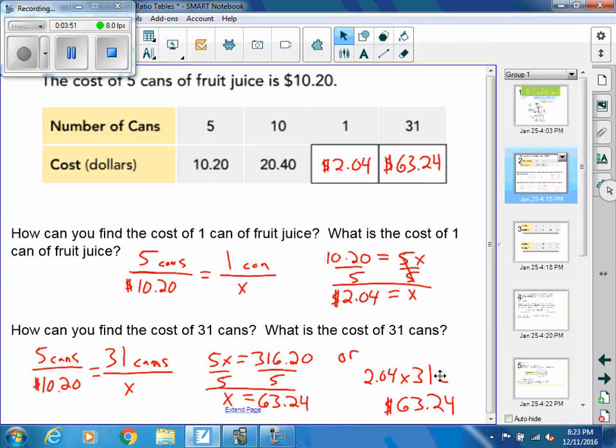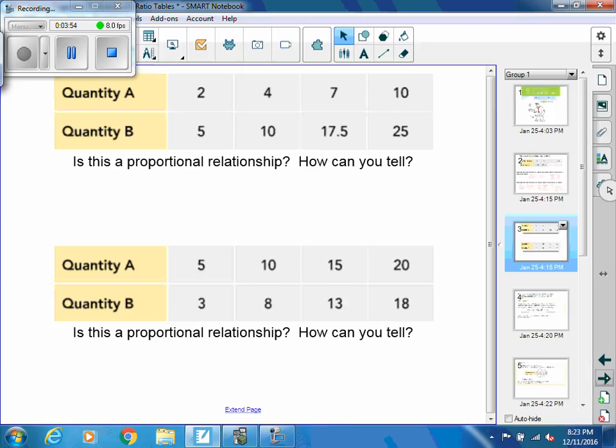All right, moving on. We have 2 tables here, and we need to decide if they're a proportional relationship or not, and how we can tell. Well, in the first one, the top table here, I'm looking at the first one, quantity A to quantity B.